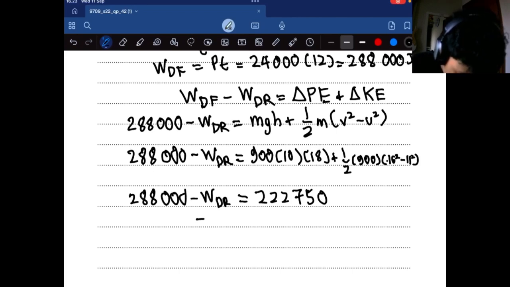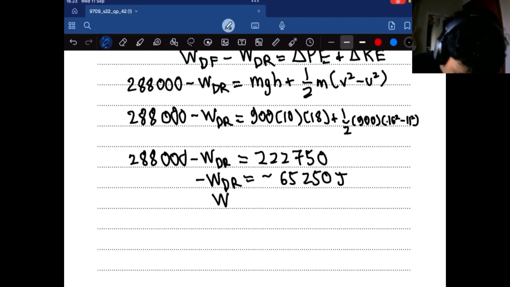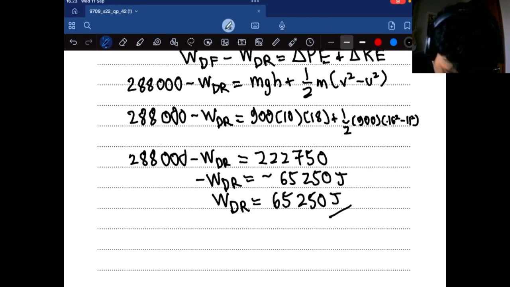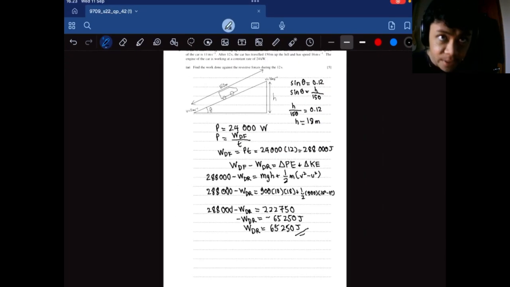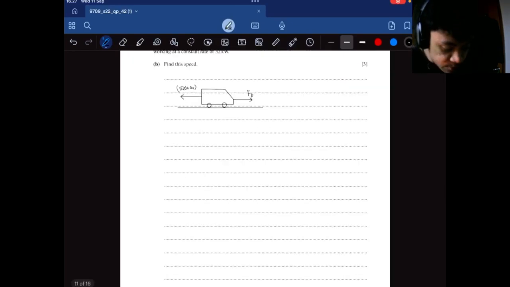Now we can move the work done by the driving force to the right, so it will be equal to negative 65,250 joules. Concluding that the work done against the resistive forces is equal to 65,250 joules. And that's it for part A. Moving on to question number 6, part B.